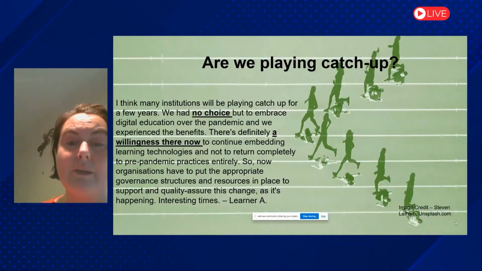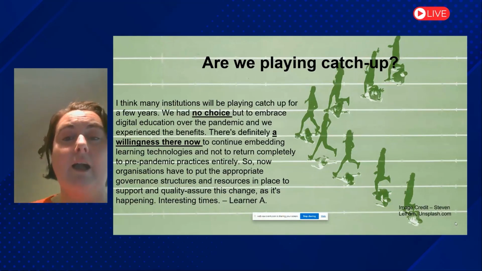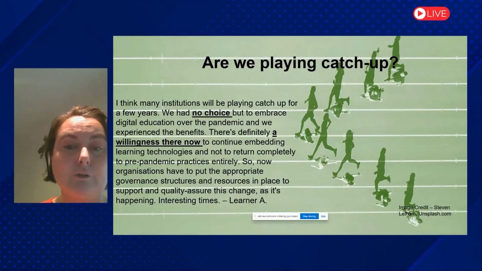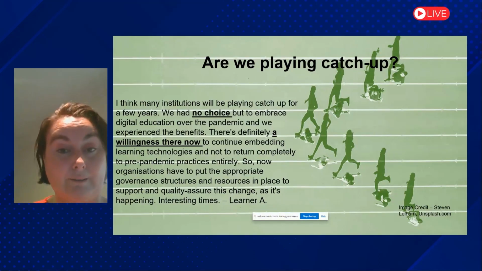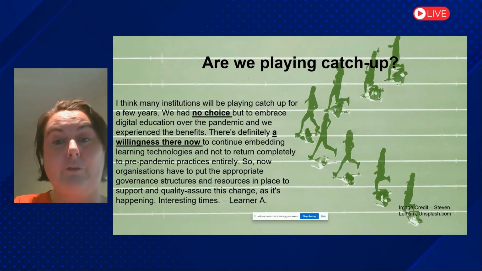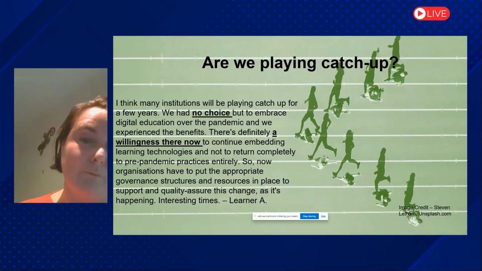So some of the points that we've got from our learners, and this is one of our learners, I think many institutions will be playing catch up for a few years. We had no choice but to embrace digital education over the pandemic, and we experienced the benefits. There's definitely a willingness there now to continue embedding learning technologies and not to return entirely to pre-pandemic practices. So now organizations have to put the appropriate governance structures and resources in place to support and quality assure this change as it's happening. Interesting times is the comment from this learner.